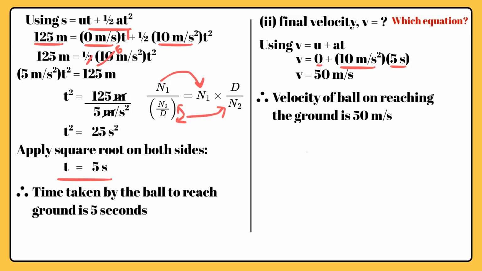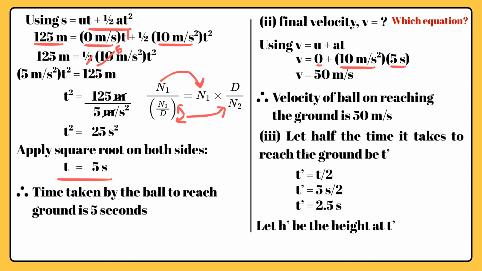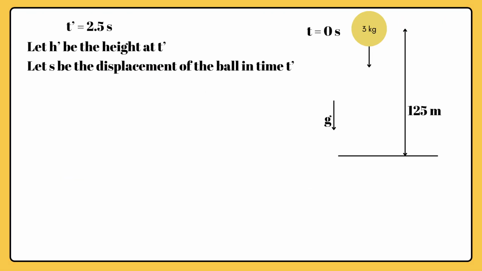Next, in the third question, we need to find the height where the ball is at half the time it takes to reach the surface. We can represent this new time as t dash. So t dash is half of t, which was the time taken for the ball to reach the surface. We calculated t to be 5 seconds, so t dash is 5 by 2, which is 2.5 seconds. Let us take the height at which the ball is located at the time t dash to be h dash. Let us represent the displacement of the ball to be s.